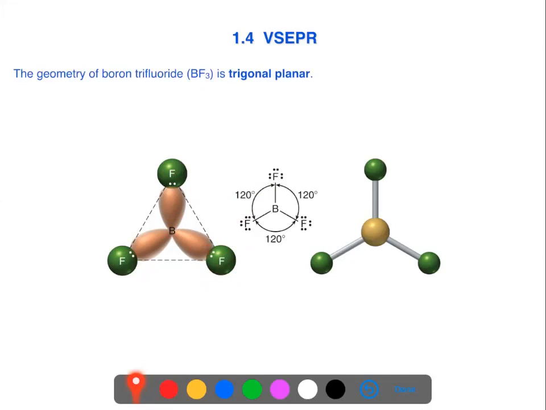So in boron trifluoride, we have a fluorine-boron-fluorine bond angle of 120 degrees, and we see that repeated between the other fluorines in that structure. This structure, as you can see, is going to be considered planar. It's quite flat. It sits on our screen, and so the name we give to this particular structure, this geometry, is trigonal planar.